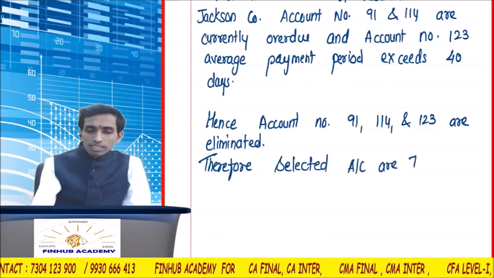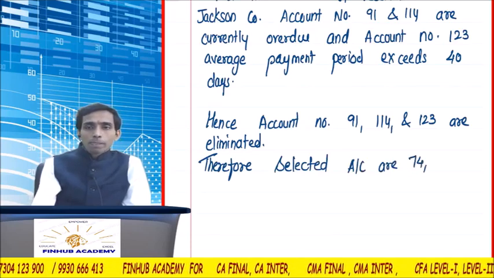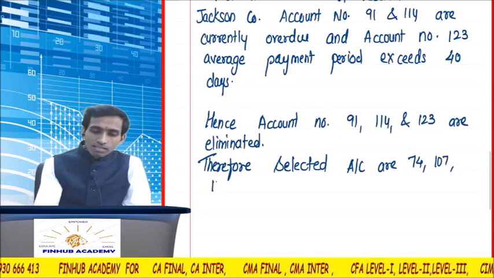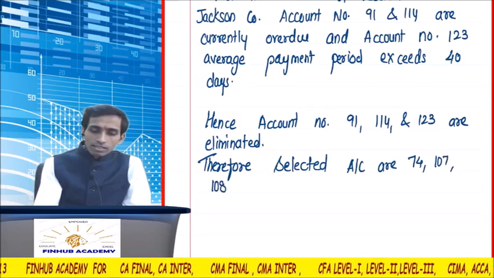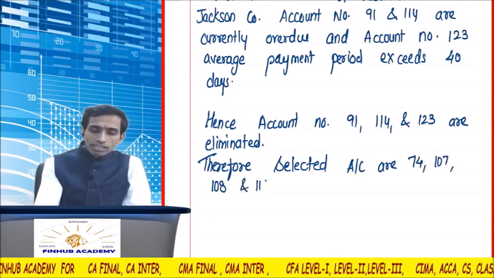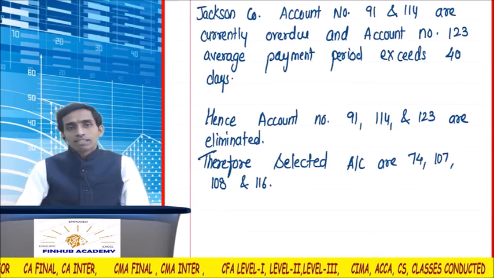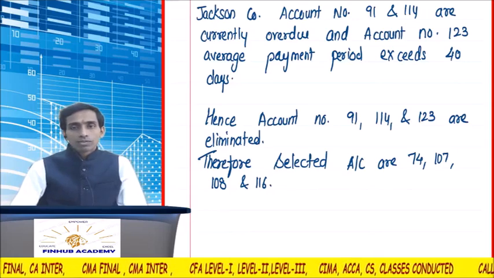Therefore selected accounts are, please tell me the other figures. First is 74, I think, 107, 108 and 116. Full stop. For this much you will get 5 marks. I hope it will come for 5 marks.